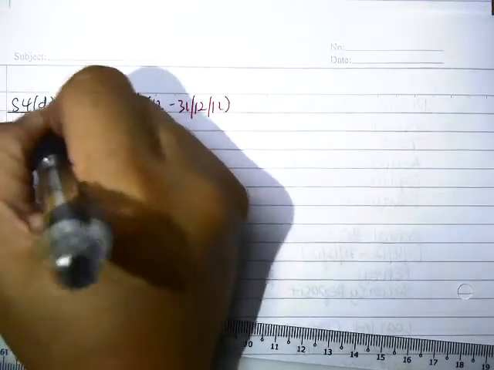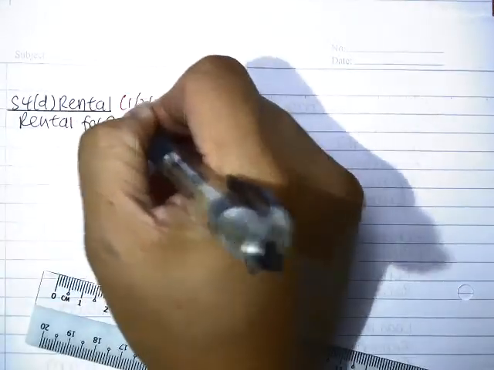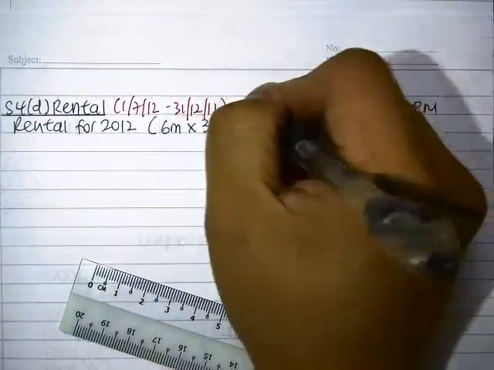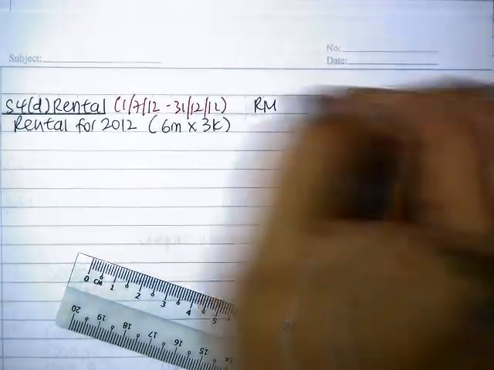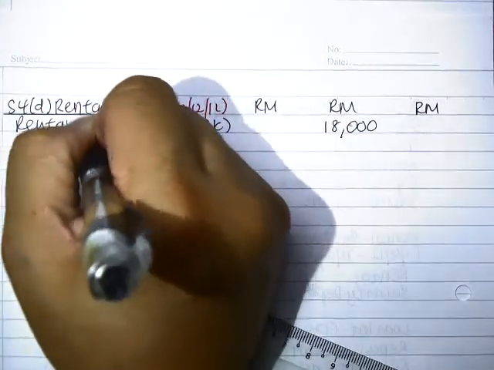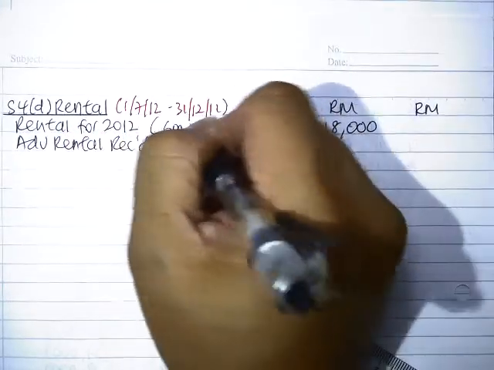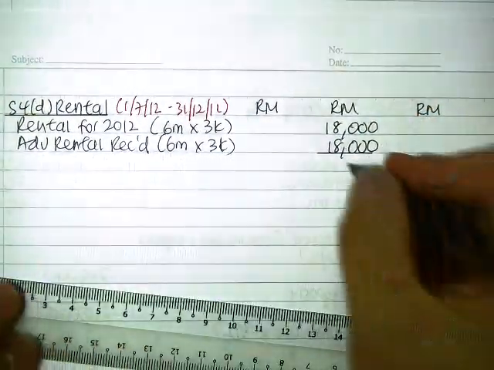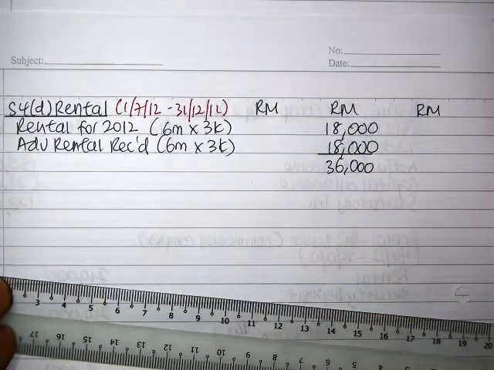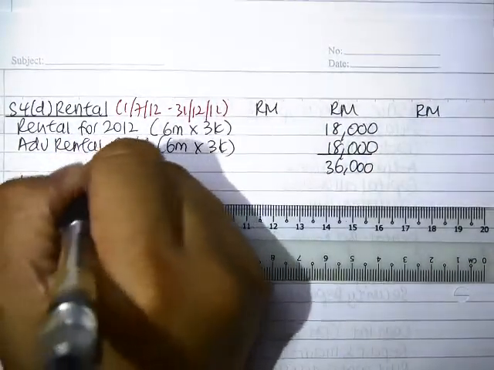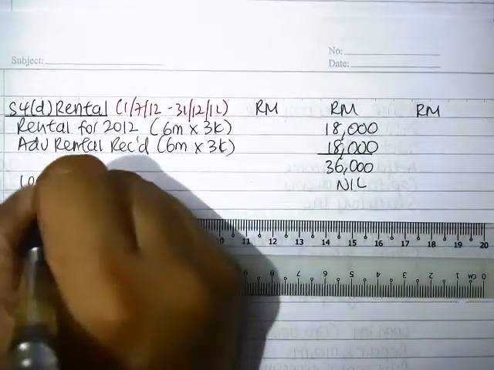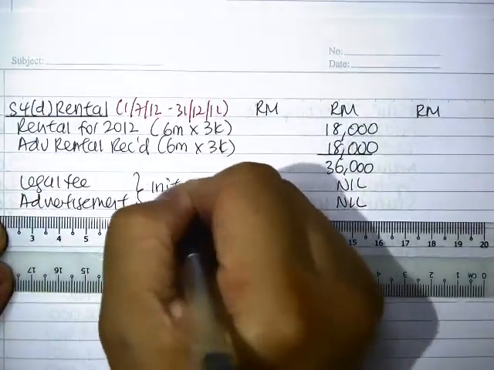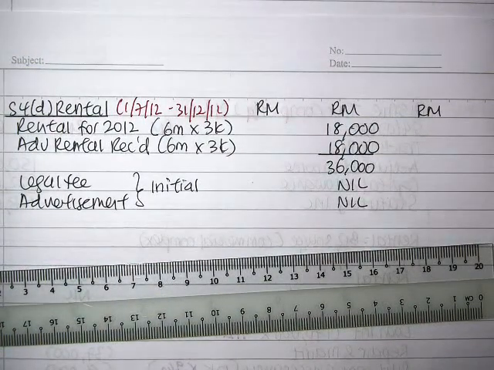So you've collected the rental for 2012, which is 6 months times 3. And not forgetting, you're going to have the advance rental received, the same 6 months, 18,000, 36. Alright, my legal fee, nil. Advertisement, nil. Again, reason initial, so it's capital in nature. Follow? Initial, capital in nature.